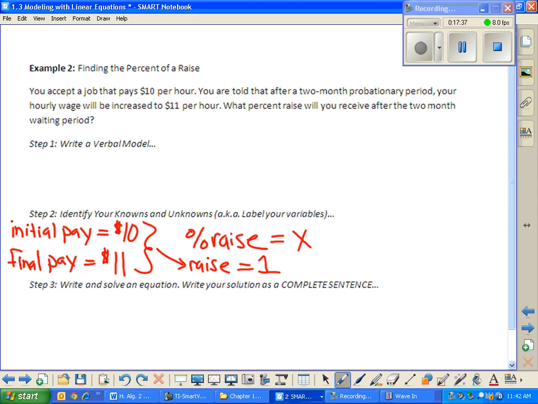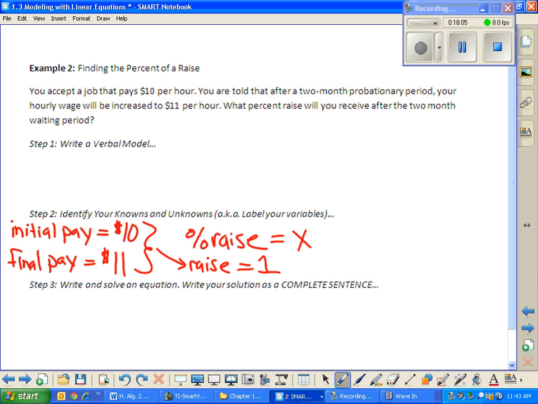Okay. While you're thinking about your verbal model, I've got to go back to that thought that John's holding, right? He's holding this thought with the 2 months. Now, it says, what percent raise will you receive after the 2-month waiting period? But it doesn't say anything along the lines of how this percent raise gets spread out over 2 months. It doesn't say anything of that nature at all.